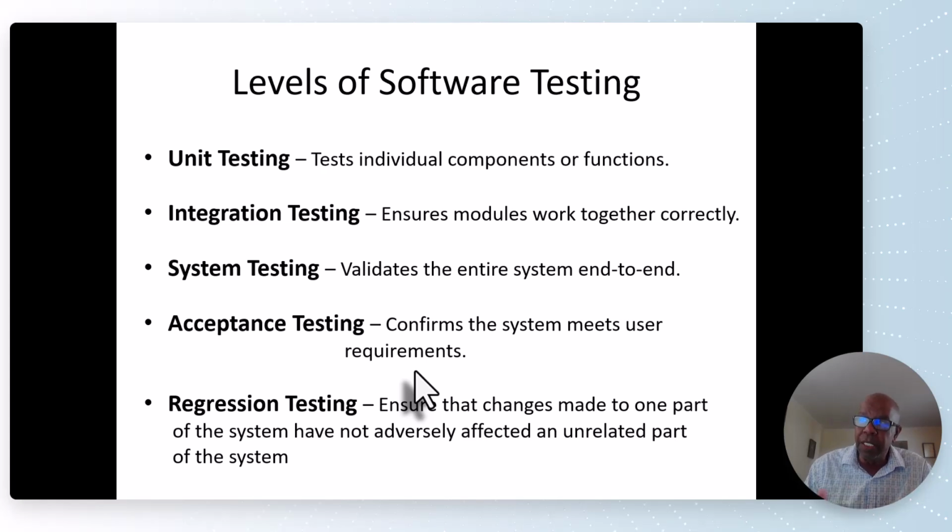System testing validates the entire system in the end. This is a test that covers the entire system. It covers all interfaces, all unit testing. It's basically a system test that, before we put this application into production, have we performed a system test, which is from the beginning to the end. Acceptance testing confirms that the system meets the user requirements.